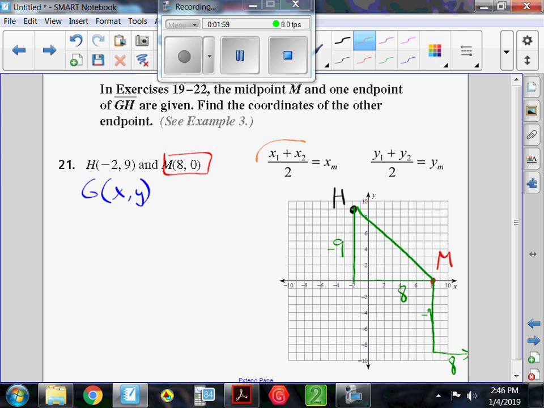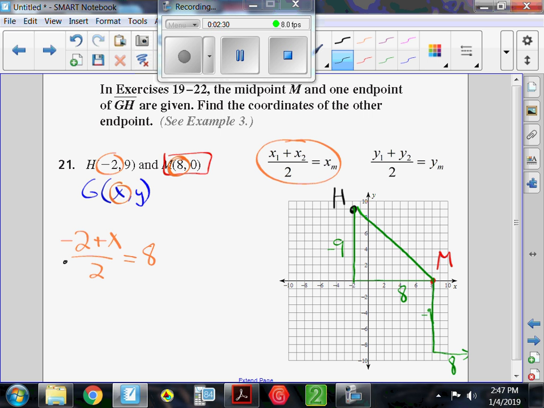So with the algebra, we're going to start with the x's. We're going to take both the x's and add them together and divide by 2. -2 plus x divided by 2. We take the average of the x's. -2 plus x divided by 2 gives me the x coordinate of the midpoint. So if I knew what x was, I could plug that in and I'd know the x coordinate of the midpoint. Well, I already know the x coordinate of the midpoint. I know that when I do this, it's supposed to be 8. That allows me to set up an equation and solve the equation.